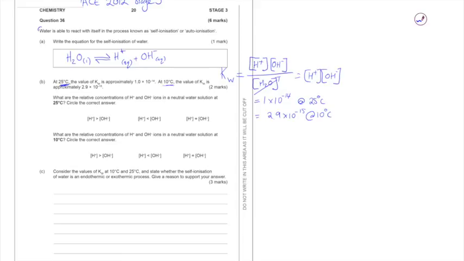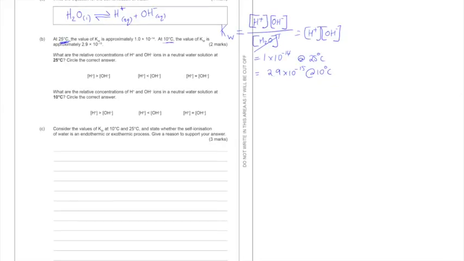Fantastic. So now let's have a look at the next part of this question. What are the relative concentrations of OH plus and OH minus ions in a neutral water solution at 25 degrees C? Well, at 25 degrees C, we know that the Kw is equal to 1 by 10 to the minus 14.